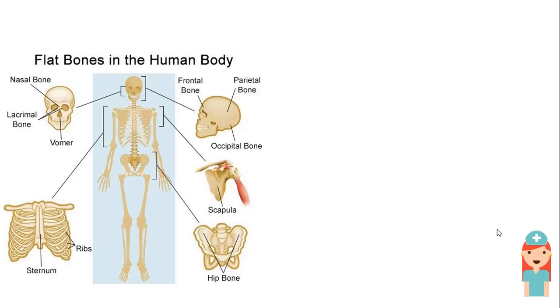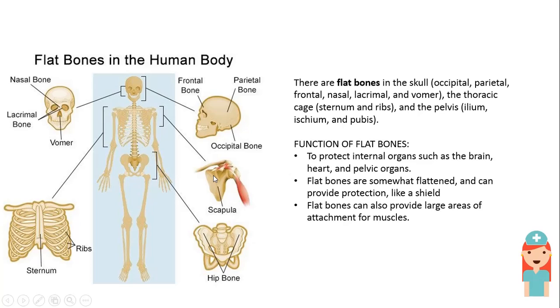So let's see the flat bones in the human body. Flat bones are present in the nasal bone, lacrimal bone, vomer, ribs, sternum, frontal bone, parietal bone, occipital bone, scapula, and the hip bone. These are the examples. These are where all the flat bones are present in a human body. So let's move ahead. There are flat bones in the skull, the thoracic cage, and the pelvis.